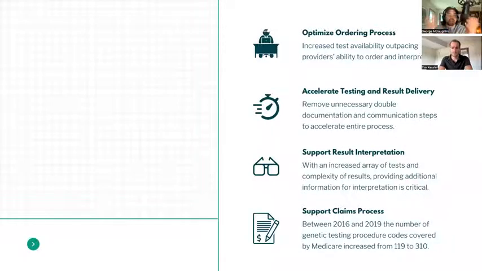The second thing is accelerating the testing and delivery. This is kind of obvious, but if you're able to get the request for a test, get the information that you need, get the sample, the faster you can do that, the faster you can do the resulting, and the faster you can deliver it back. And then that can have a meaningful impact on outcomes by having an influence on what care decision is happening next. Integration also supports result interpretation.